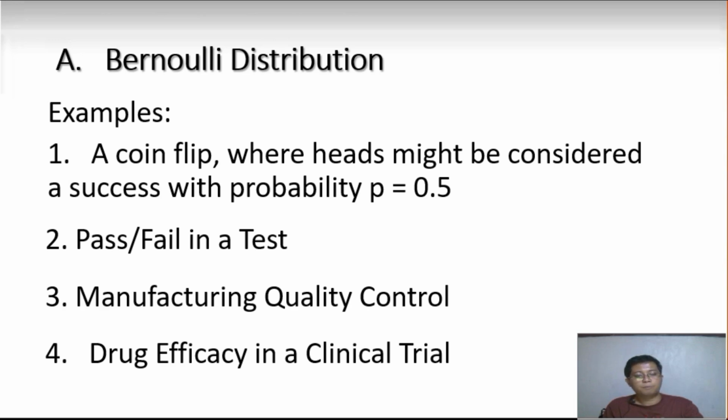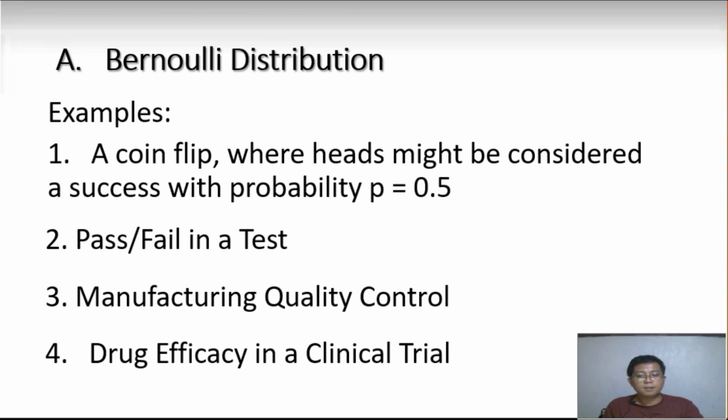Another example of Bernoulli distribution is the pass or fail in a test. So when a student takes a pass or fail test, the outcomes are passing the test, which is success, or failing the test, which is failure, where the probability of passing is P and the probability of failing is 1 minus P.